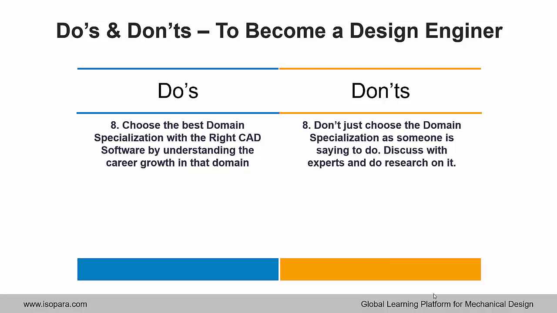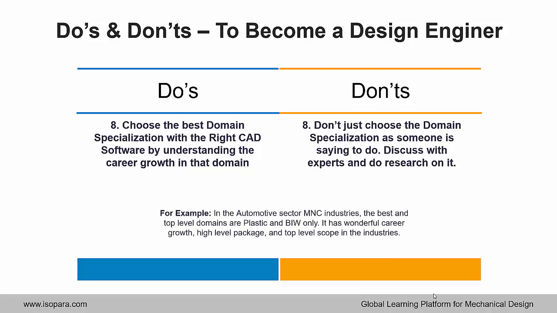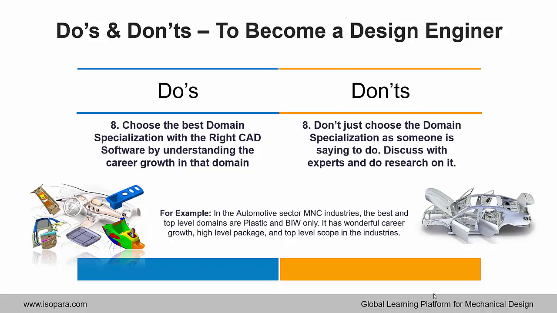For example, in the automotive sector MNC industries, the best and top-level domains are plastic and BIW only, because it has wonderful career growth, a high level of package, and top-level scope in the industry. There are other domains also, but these domains are the best ones, having a high level of benefits. Okay, let's see the next do's.